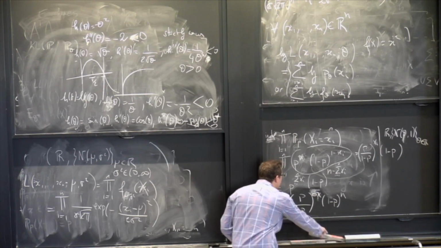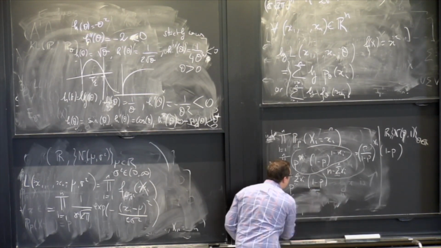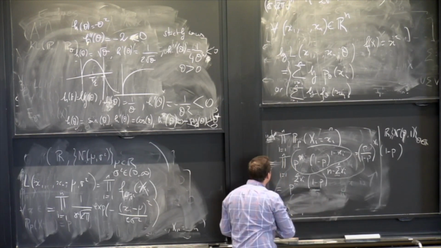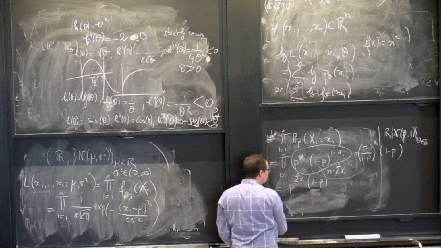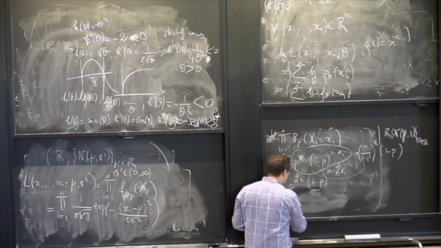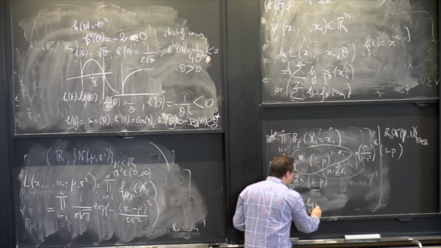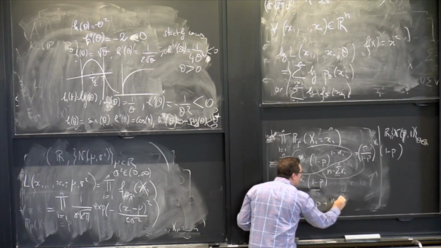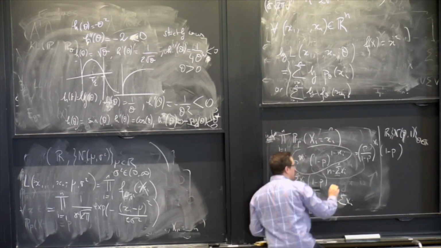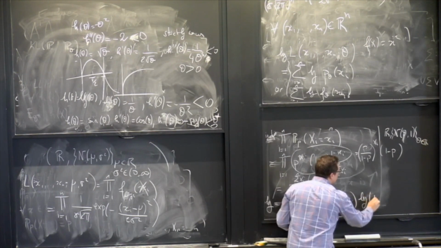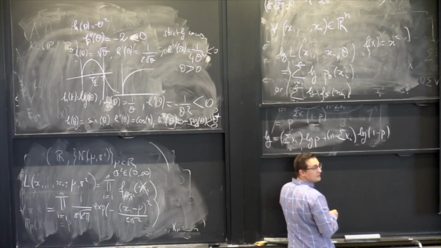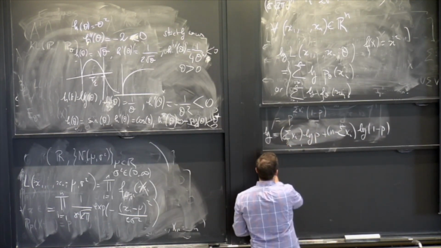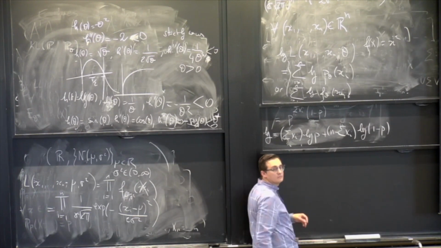Actually, no, this one was more convenient. I'm sorry. This one was slightly more convenient. Now let me take the log. If I take the log, what I get is the sum of the x_i's times log p plus n minus the sum of the x_i's times log of 1 minus p. Now I take the derivative with respect to p and set it equal to 0.